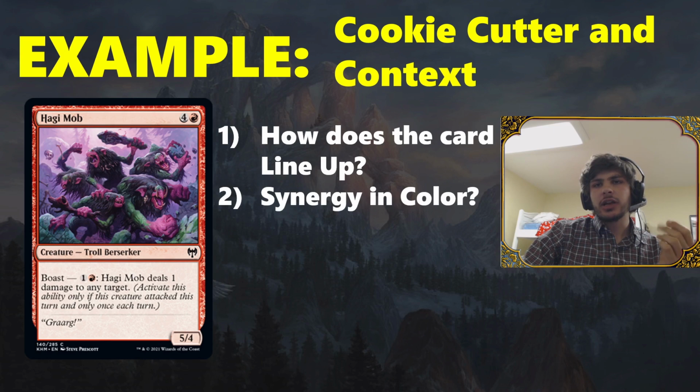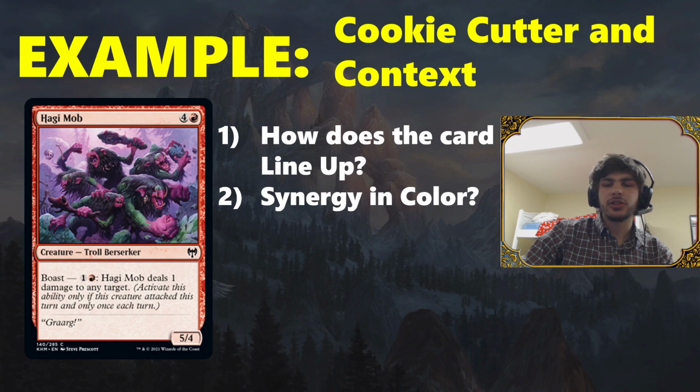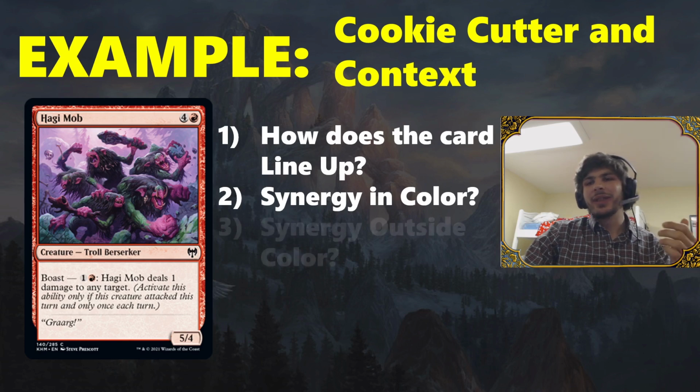Next up, synergy in color. Are there cards in red that do well when you are boasting? Are there cards in red that do well combined with 1 damage? Or is there a way to give Hagi Mob Death Touch? Because if you can give Hagi Mob Death Touch, I guess red doesn't really do Death Touch, so we'll go in synergy out of color for that one. But let's just go straight to it.